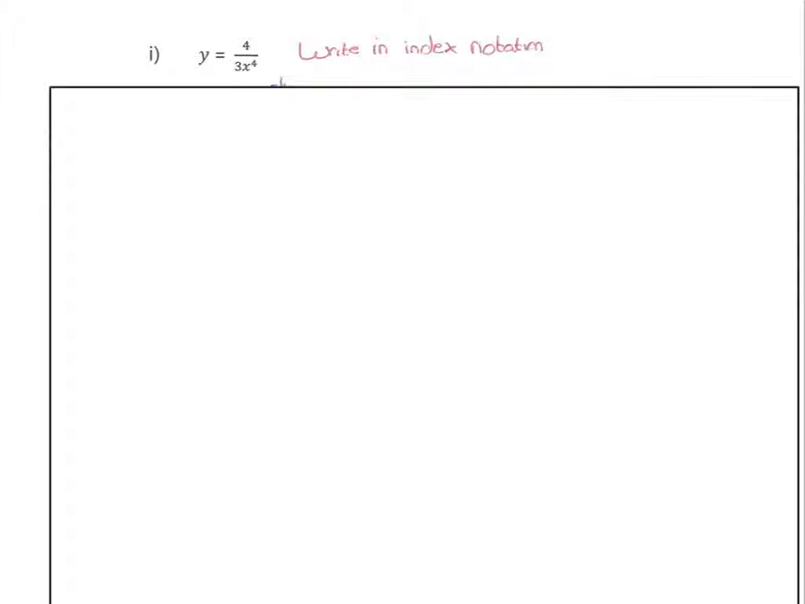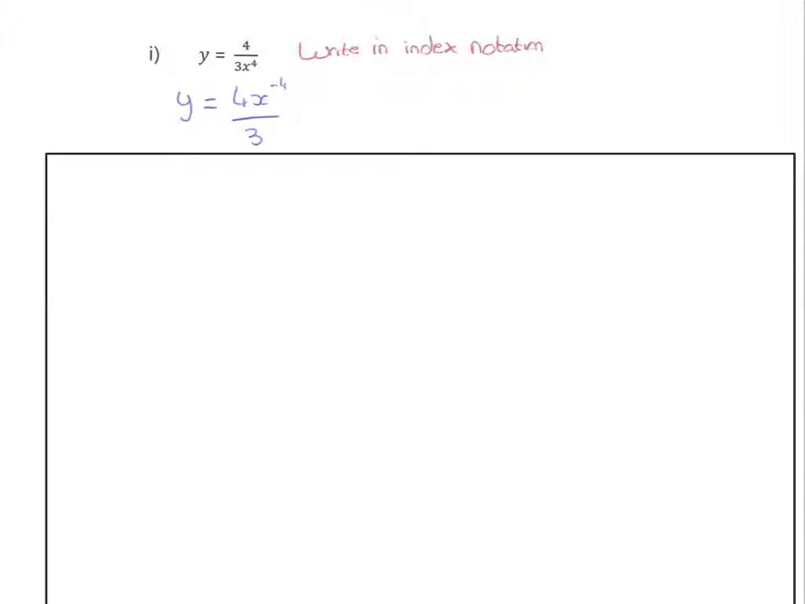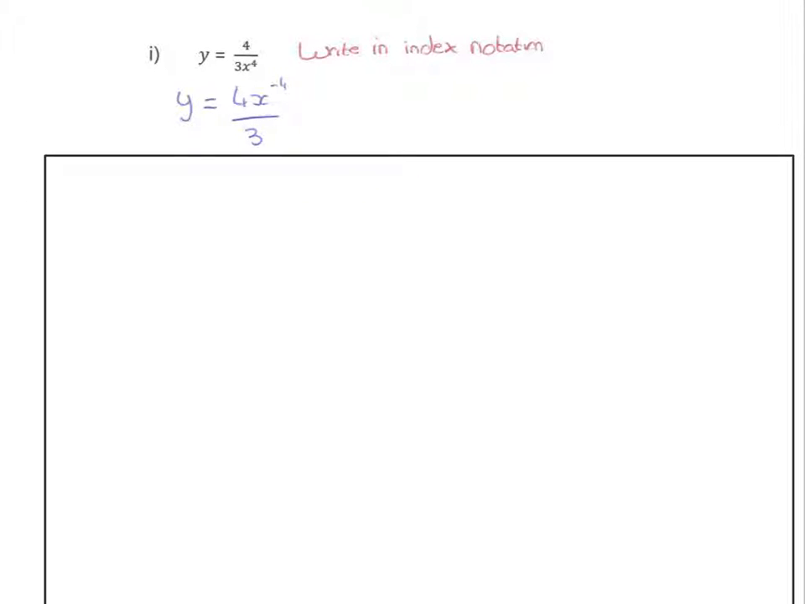Part I, again, same thing, get it into index notation. So the x to the power of 4 you need to bring up to the numerator and change it to a power of minus 4. So y equals 4x to the minus 4 all over 3. If you prefer, you can write it as 4/3 x to the power of minus 4. It really doesn't matter, it's just whatever you find easier to work with. I just prefer to keep it as a fraction, but it's completely up to you.